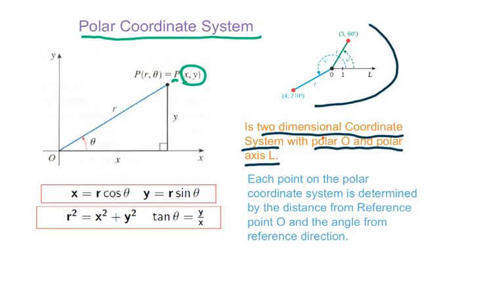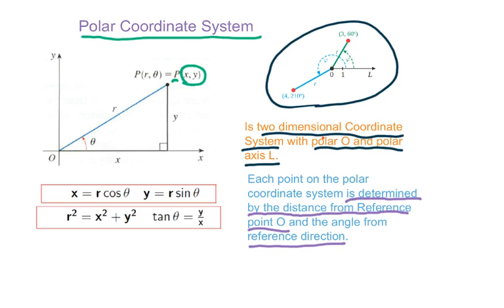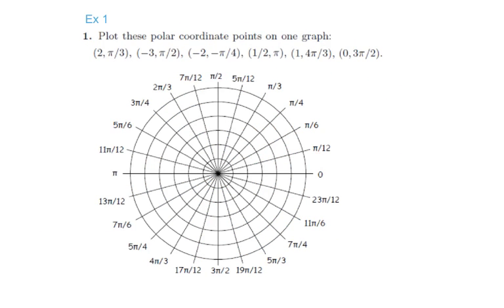Look at this diagram. Each point on the polar coordinate system is determined by the distance from the reference point O and the angle from the reference direction. In other words, any point P on the polar coordinate system is determined by this r and theta. Let's go to example 1.